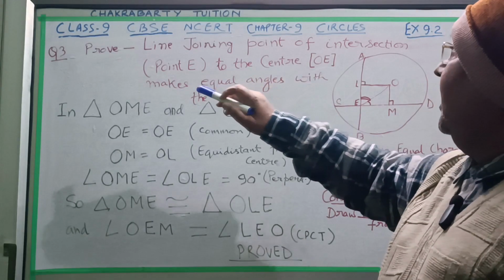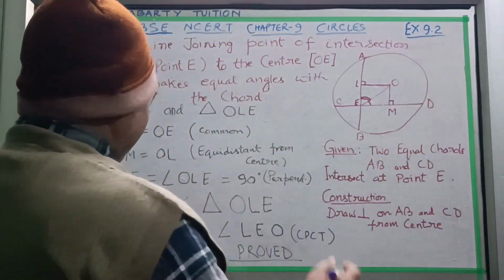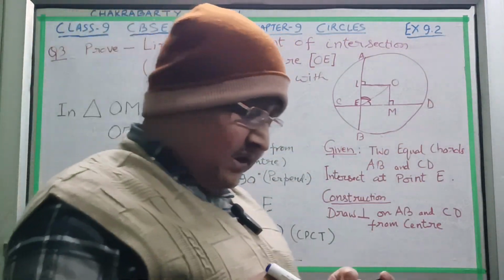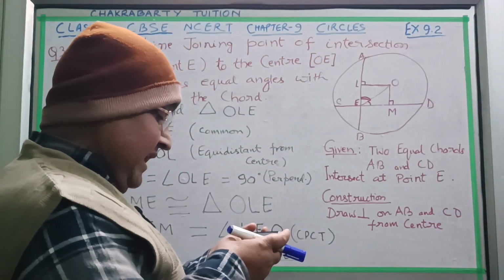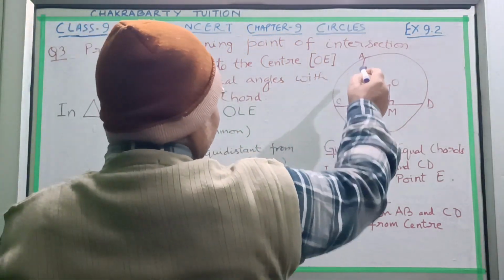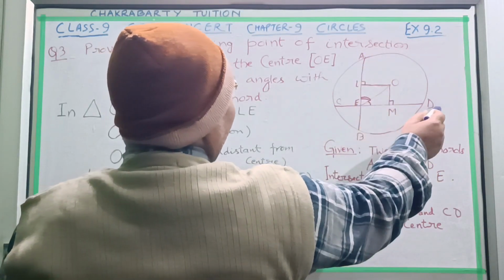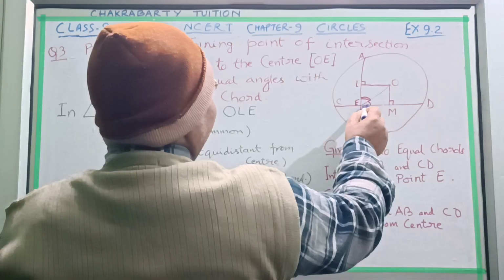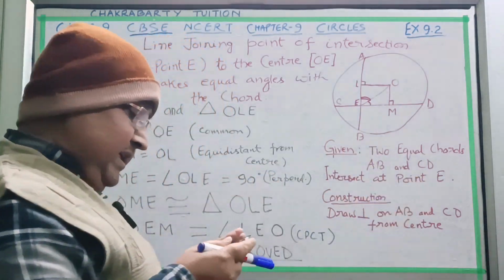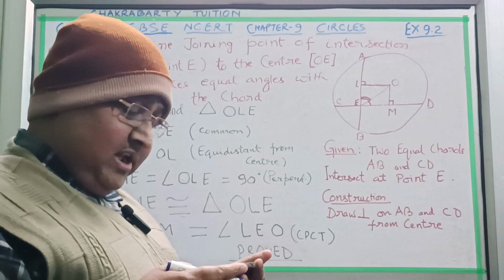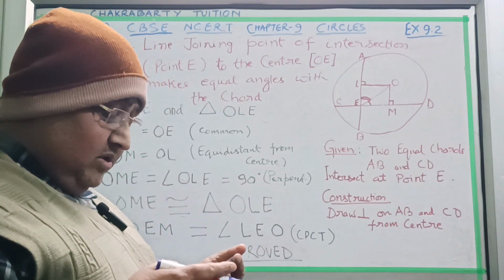Today we will start with question number 3 of exercise number 9.2. The question says, if two equal chords of a circle intersect within the circle. Here AB and CD are two equal chords and they are intersecting at point E, intersecting within the circle.